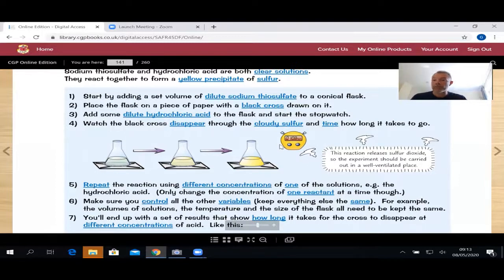And your hypothesis, what you think would be: stronger acid, more concentrated acid, the more particles of acid in the flask. There will be more collisions with the thiosulphate particles, and it's going to react faster. You'd have thought more concentrated acid reacts faster, and that's almost certainly what will happen.